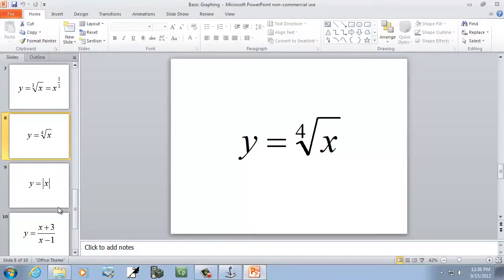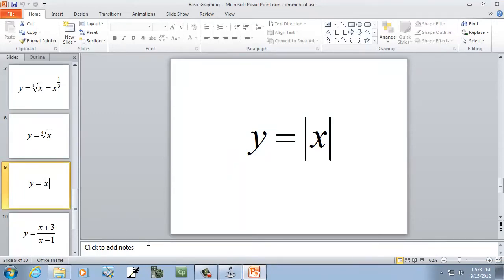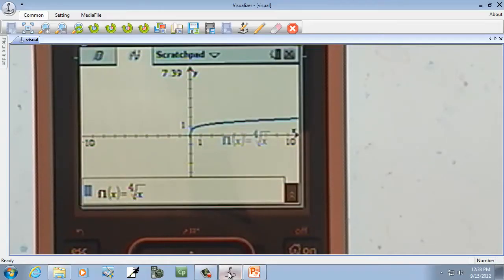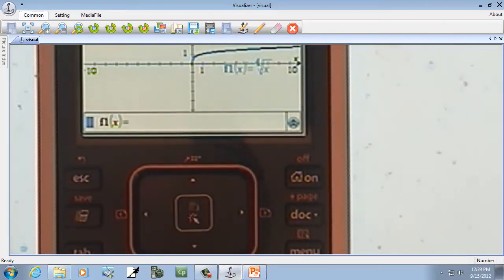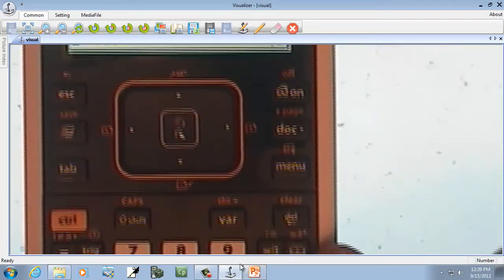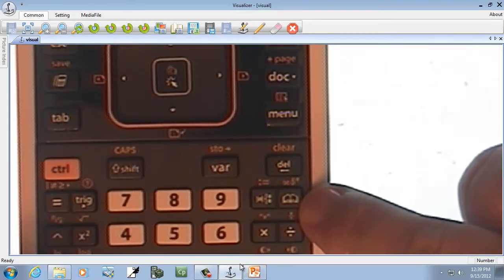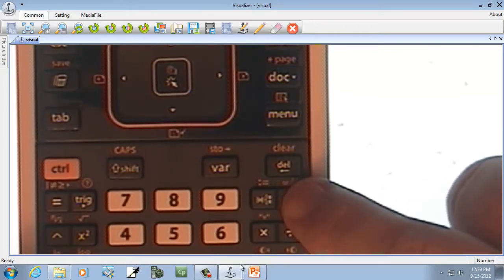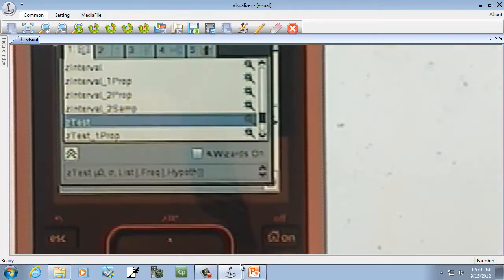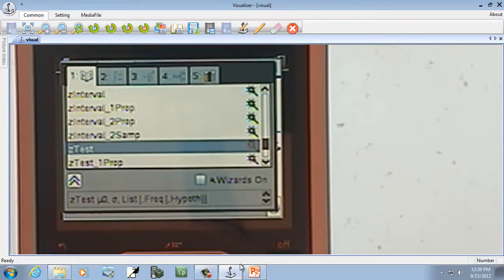Now our next one is the absolute value of x. Well, I'm going to press my right arrow key, throw it in edit mode, press delete a couple times. To get to the absolute value, you want to choose this book looking thing. So the book button, it's actually a catalog, and it gets here.